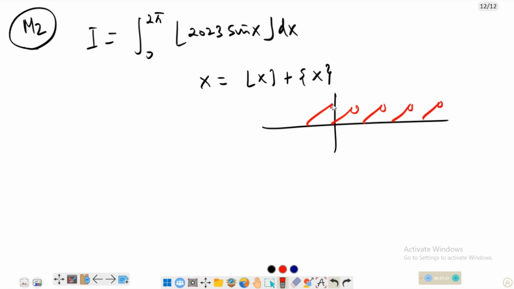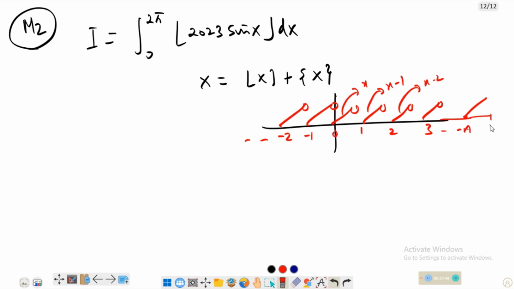This is 0, 1, 2, 3, minus 1, minus 2 and so on. This is x, this is x minus 1, this is x minus 2. If this point is n and this is n plus 1, then this line is x minus n. So here the fractional part function lies between 0 and 1, for all x belonging to the real numbers.